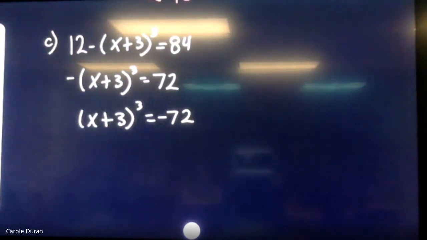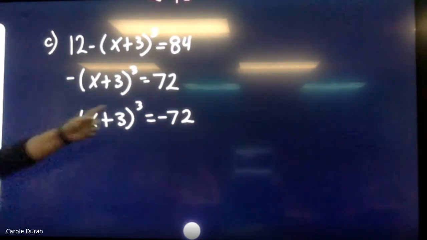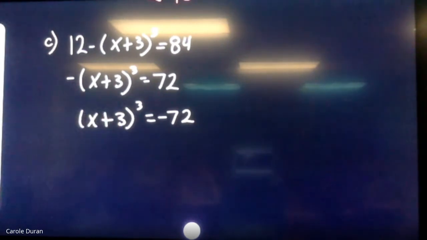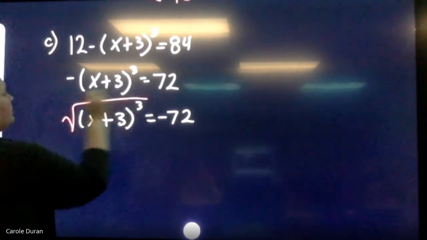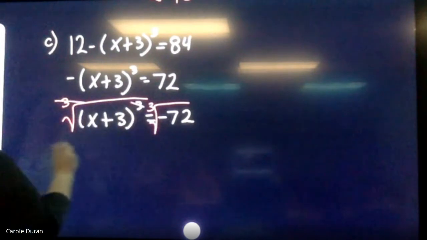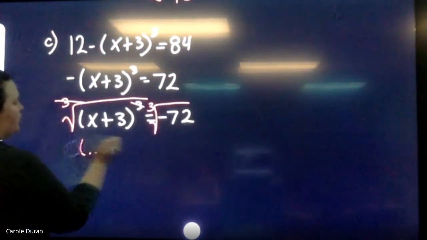My goal is to get x by itself. So what do I now have to cancel out? The cube, the exponent 3 right there. What root am I taking if I'm trying to cancel a power of 3? I should hear more than 2 people saying it. What root should I take if I'm trying to cancel an exponent of 3? The cube root, the same root number has to be canceling it out. So I'm going to take the cube root of both sides. I know on this side, the cube root and the exponent are going to cancel, leaving just x plus 3.